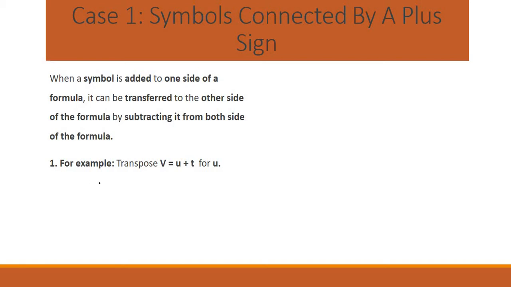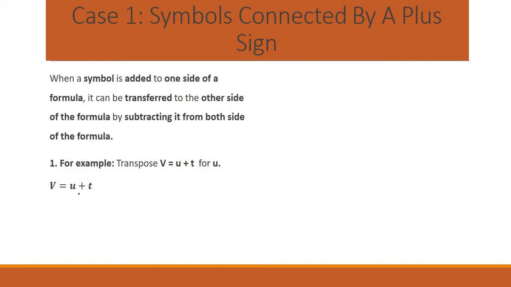For example, transpose V equals U plus T for U. What this is saying is that we want to make U the subject of the formula, right? So the first thing that you're going to do is to rewrite your question. And that's how you would rewrite it. So V is equal to U plus T. Now we want to make U the subject, meaning that we want U to equal something.